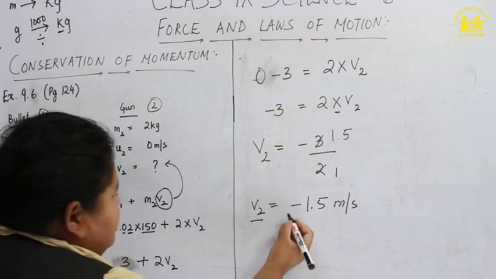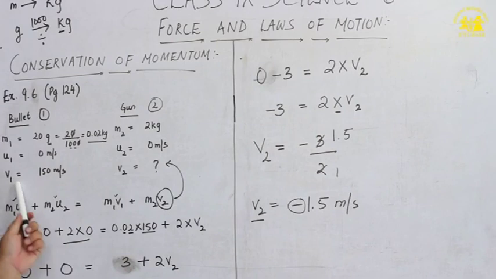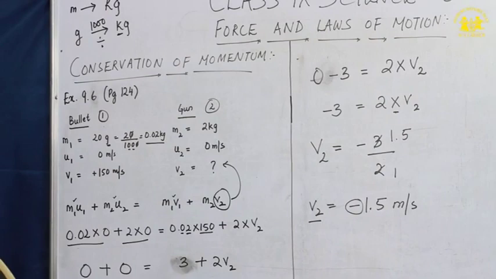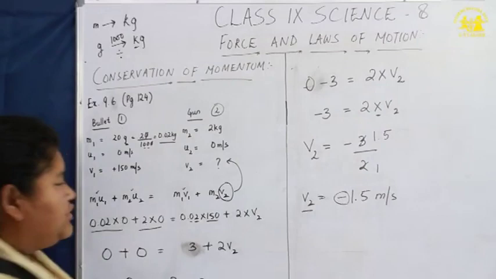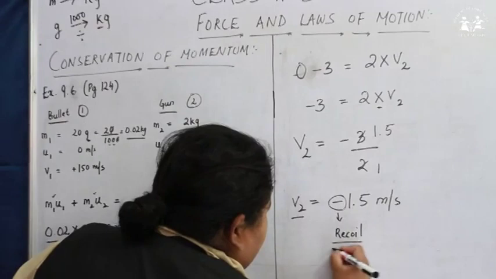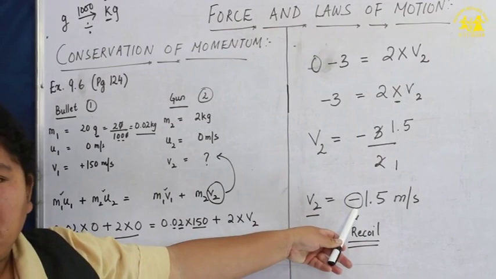Now, why is there a minus sign? The bullet moves forward, so the sign is positive, whereas the gun recoils. So the recoil velocity is in the backward direction, and the sign is negative. Is it clear? So this is how we solve the first example.